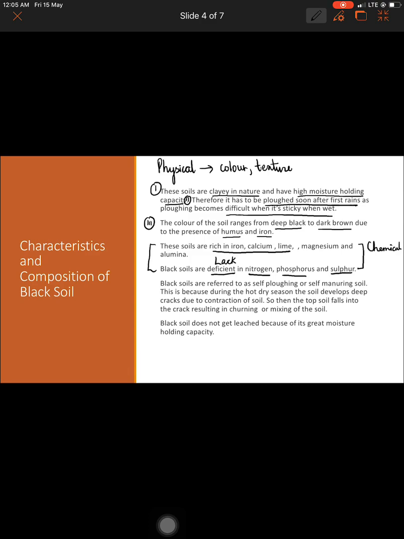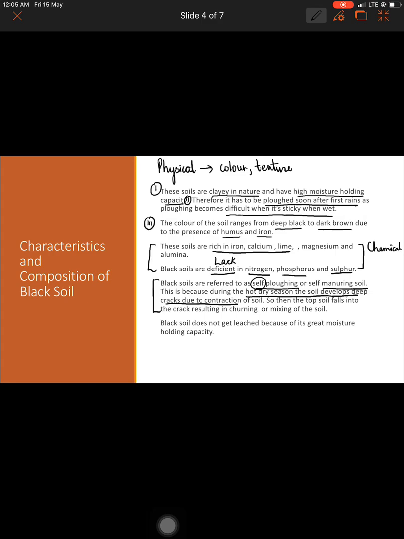Moving to the next very important feature, black soils are often referred to as self-plowing. Self is a very important word, meaning they do it themselves, or self-manuring soil. Why are they known as self-plowing or self-manuring? Because during the dry season, the black soil develops deep cracks when they contract. So when they contract, they create a deep crack.